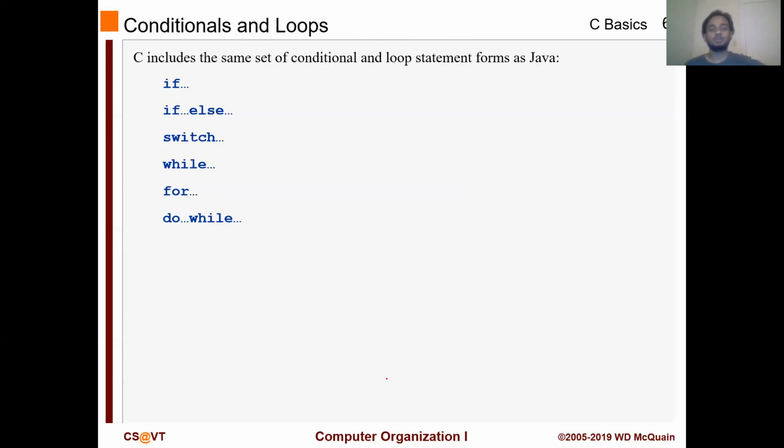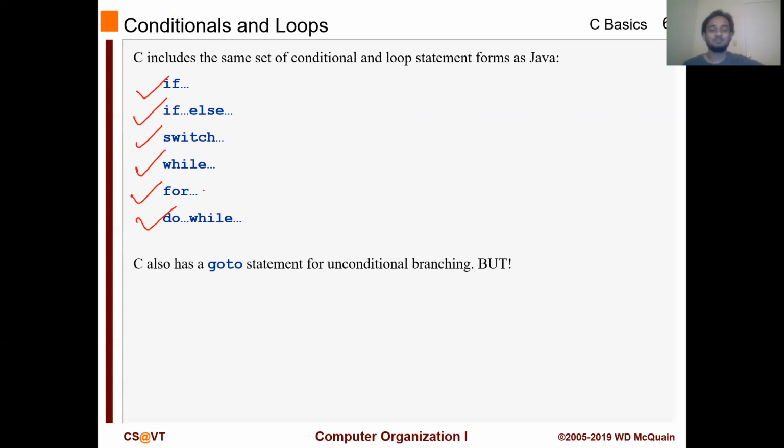Okay, so the conditions, conditionals, and loops. C includes if else, switch, while, for, do while. So if you know them from Java, you know them in C already. You don't have to worry too much about it.